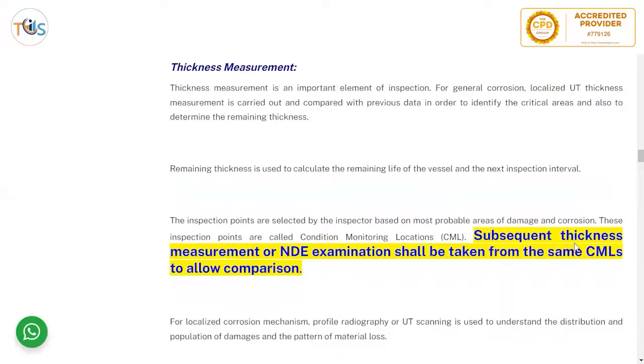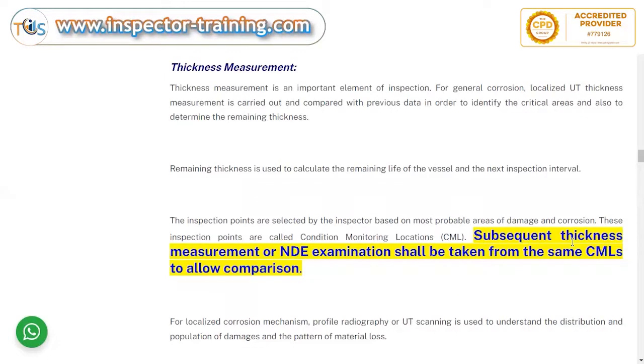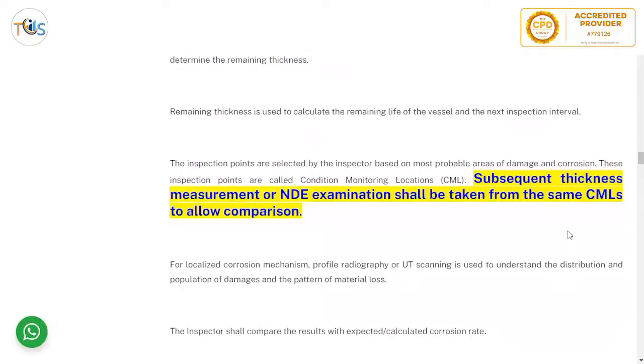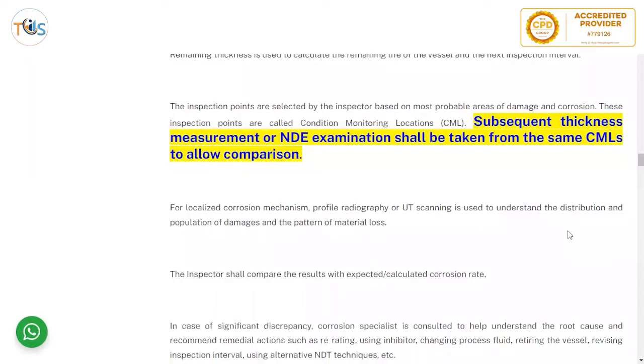Thickness measurement is an important element of inspection. For general corrosion, localized UT thickness measurement is carried out and compared with previous data in order to identify the critical areas and also to determine the remaining thickness. Remaining thickness is used to calculate the remaining life of the vessel and the next inspection interval. The inspection points are selected by the inspector based on the most probable areas of damage and corrosion. These inspection points are called condition monitoring locations, CML.